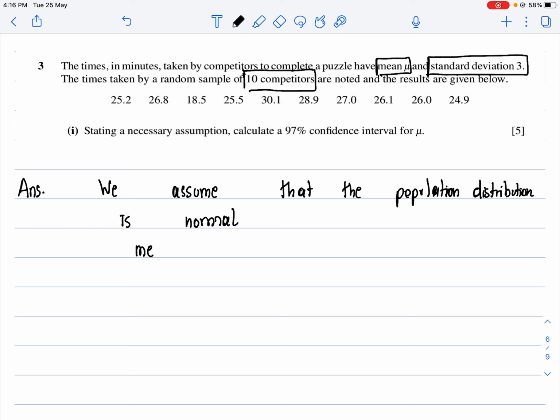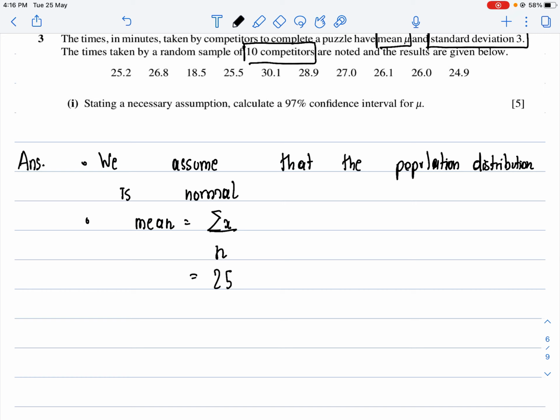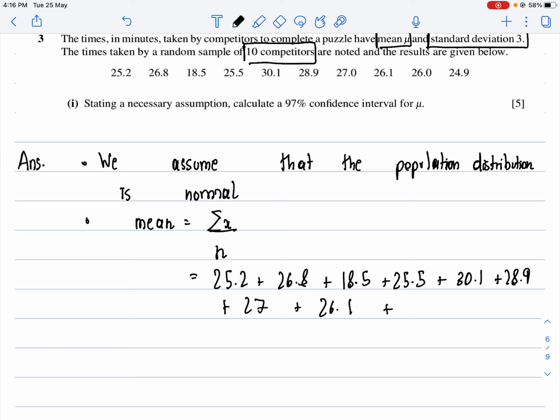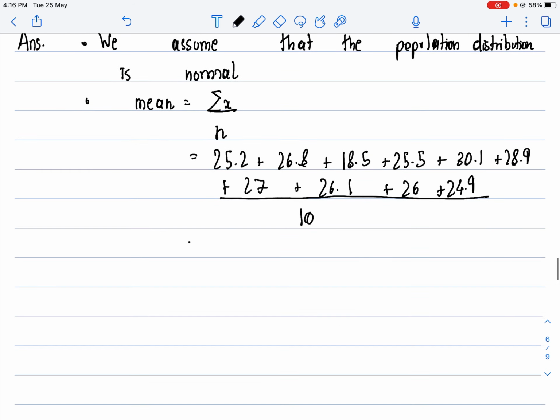Now we need the mean, so we'll calculate the mean. The mean is basically the summation of x over n. That means it's the summation of 25.2 plus 26.8 plus 18.5 plus 25.5 plus 30.1 plus 28.9 plus 27 plus 26.1 plus 26 plus 24.9 over n, which is the number of values, which is 10. When I solve this, I get my answer as 25.9.